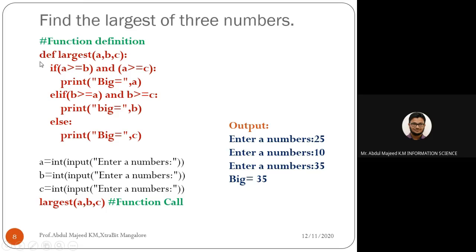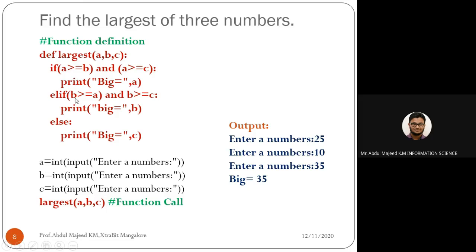First we define the function by using the keyword def, then the function name largest, and we are accepting three parameters a, b, c. a, b, c are the three numbers. We need to find which one is larger. By using the if statement we check whether a is greater than or equal to b and a is greater than or equal to c. If so, it will display big = a.